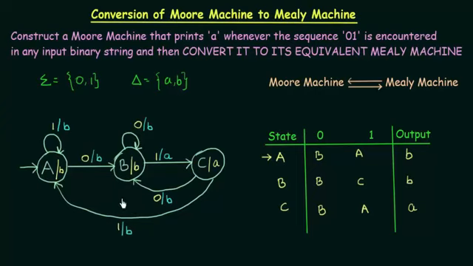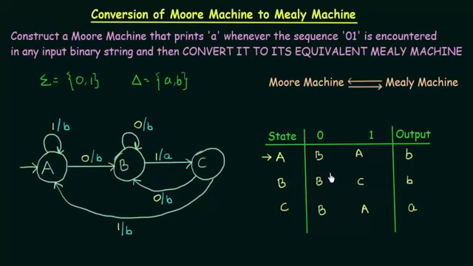This is how you convert it to its equivalent Mealy machine, and now you can remove the outputs that were written in the states. Now we have removed the outputs that were written in the states, and this is the equivalent Mealy machine for our question. Now let us change even the transition table. Here the transition table for our Moore machine is given, and let us convert it to the transition table for a Mealy machine.